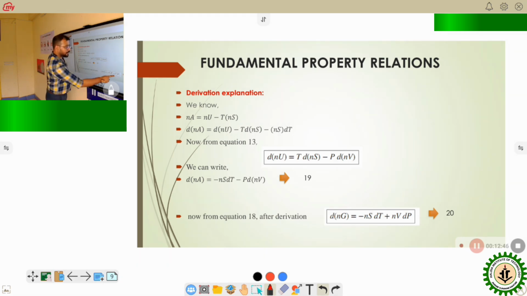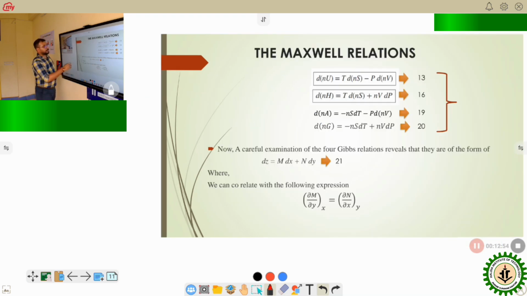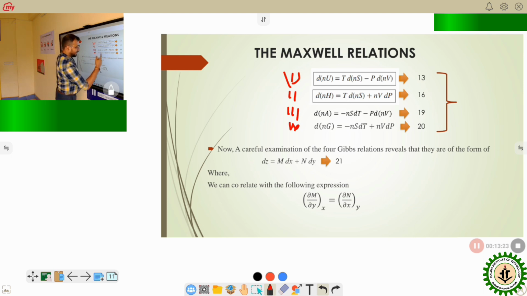And for the Gibbs function, that is dG equals minus S dT plus V dP. So these are the four fundamental equations that have been written here. Number one, dU equals TdS minus PdV. Number two, dH equals TdS plus VdP. Number three, dA equals minus SdT minus PdV. And number four, dG equals minus SdT plus VdP. And if you consider n equal to 1, then those equations can be applicable.